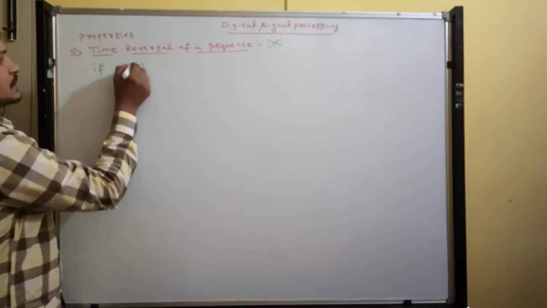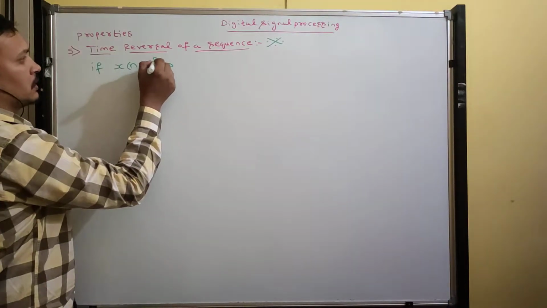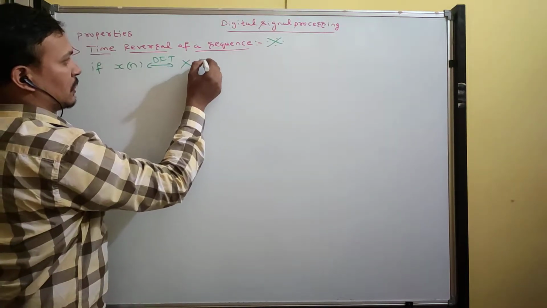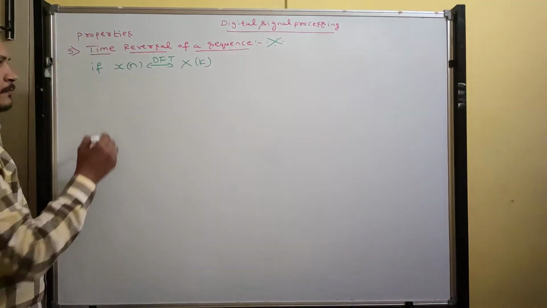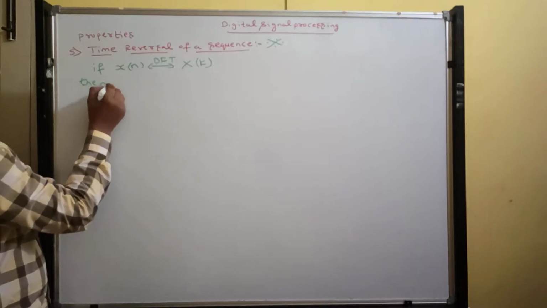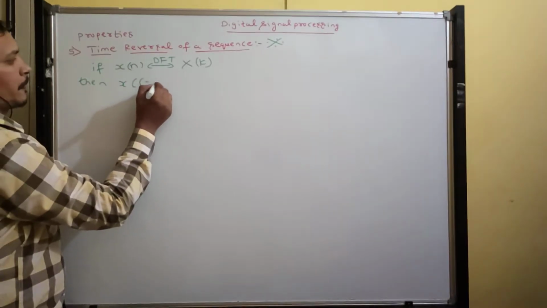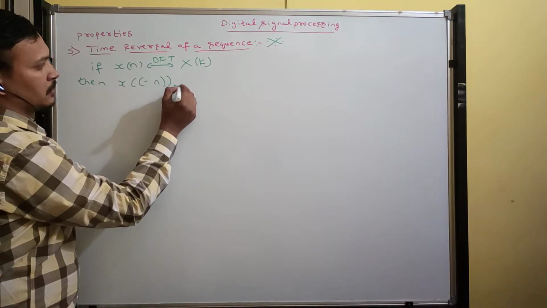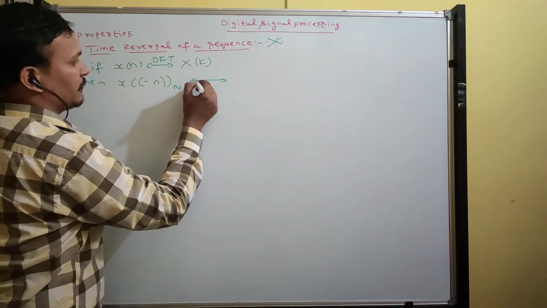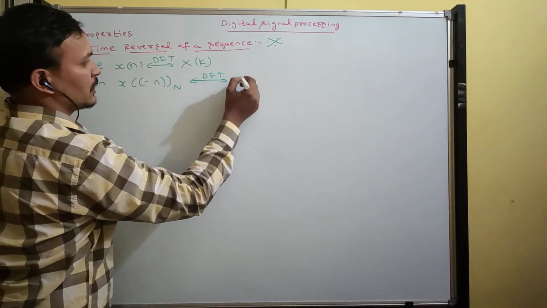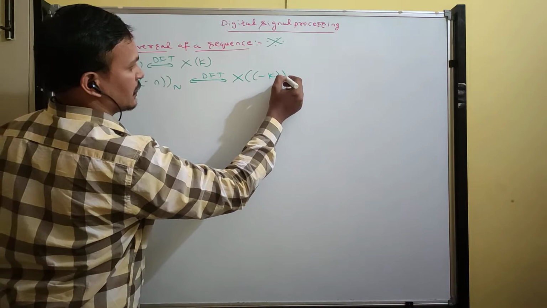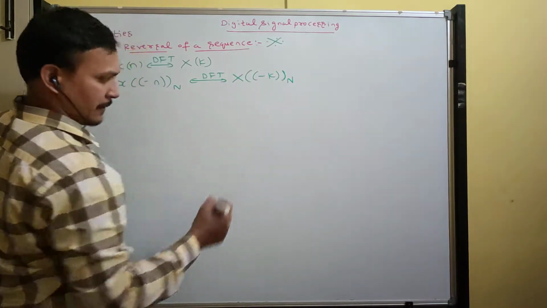If x of n has DFT, you will get X of k. Then x of double bracket minus n close double bracket N, its DFT will be capital X double bracket minus k double bracket N.